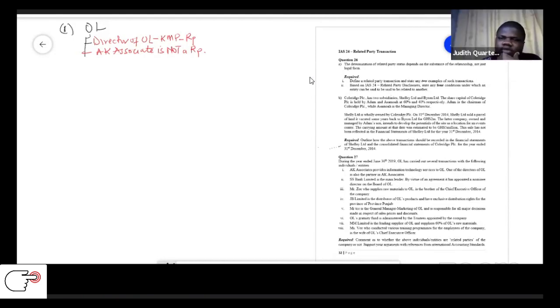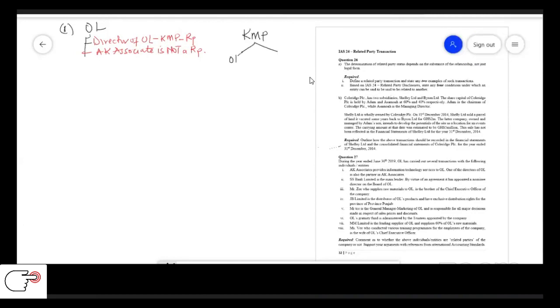I do not have any significant influence in OL. No, one of the directors in OL is also a partner in AK and Associate. We are asking, is AK and Associate a related party to OL? If you are a partner of your company and also a director at One Touch, are One Touch and your company related parties? Because AK Associate provides information technology service to OL, they are related parties. But as to the director being the associate member, they are not related parties.